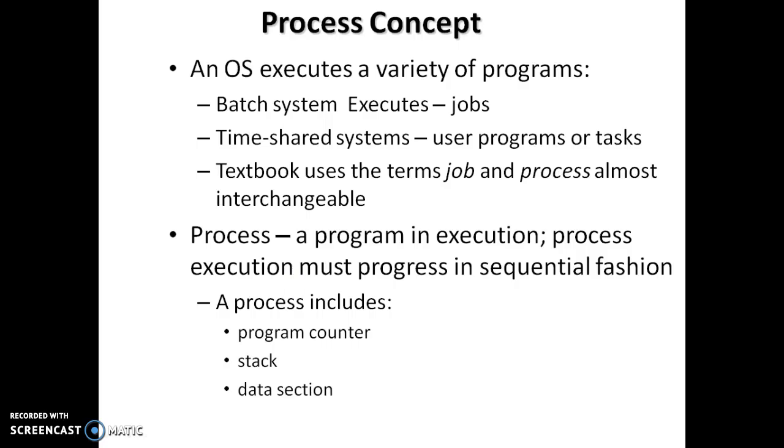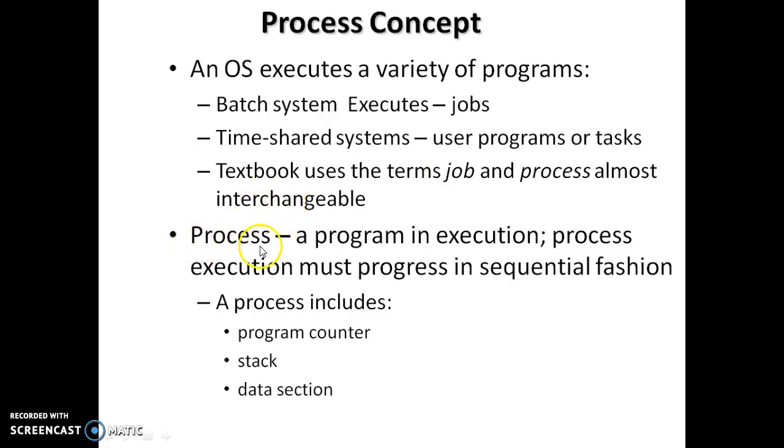The slide shows the operating system executing a variety of programs. Sometimes the batch processing systems execute jobs, which means a group of similar kind of tasks or a set of instructions which need to be executed by the operating system is called a job. Sometimes the time shared system uses a user's program or task to get executed, that depends upon the user. So in many books, the terms job and process are almost the same or interchangeable.